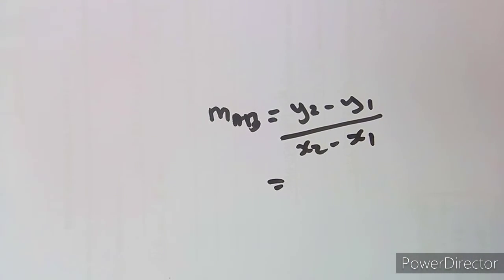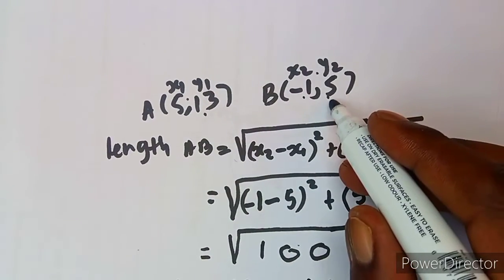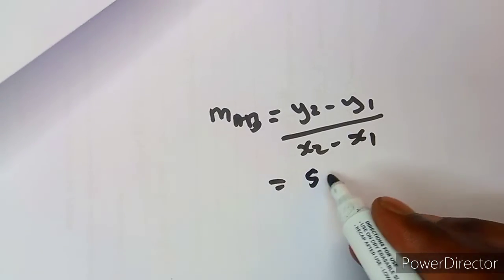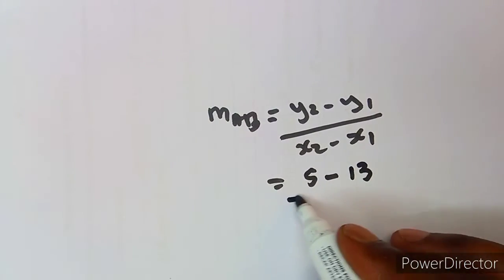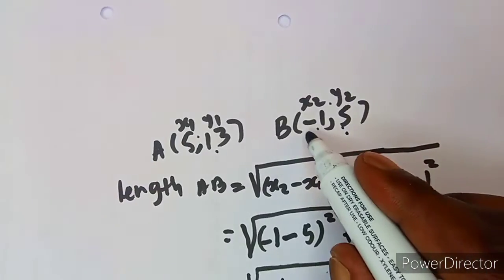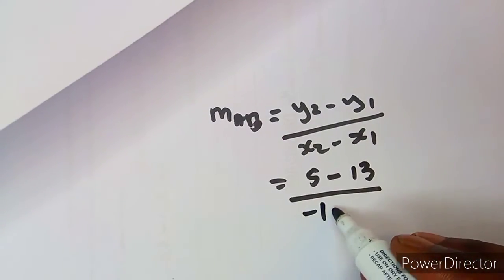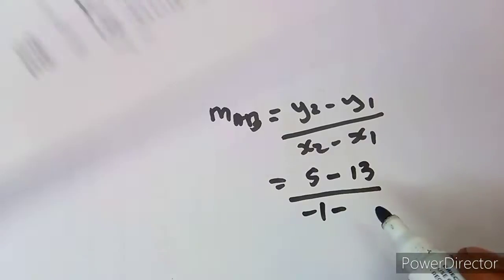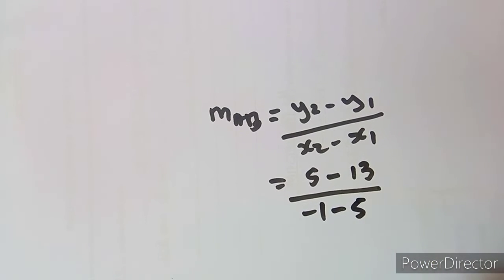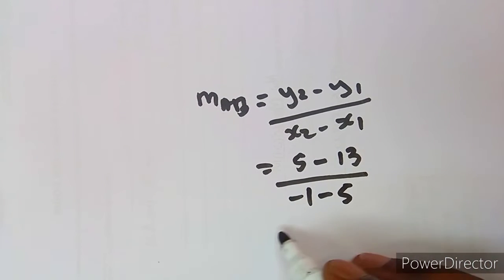So we have to substitute in this case y2, which is 5. So we have 5 minus y1, which is 13. So we have 5 minus 13 over x2 minus x1, in this case x2. That's minus 1 minus x1, which is going to give us 5. So we are substituting from what we have.